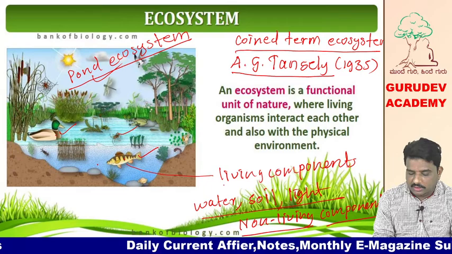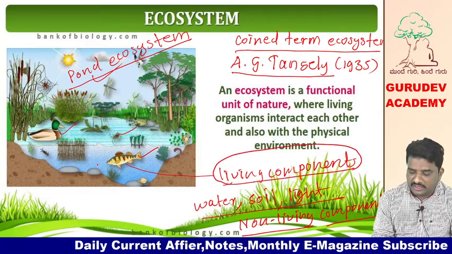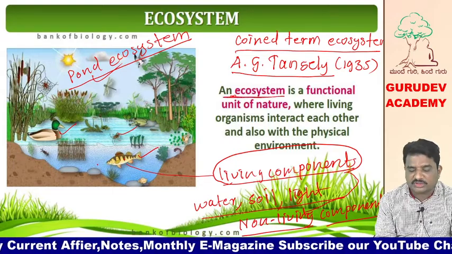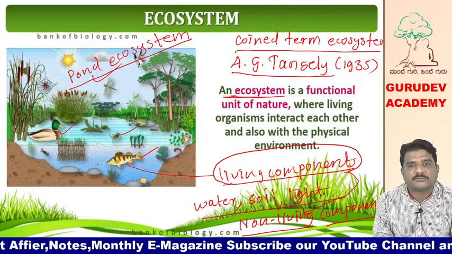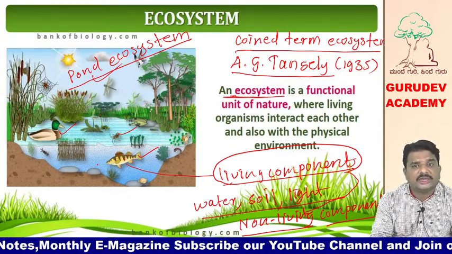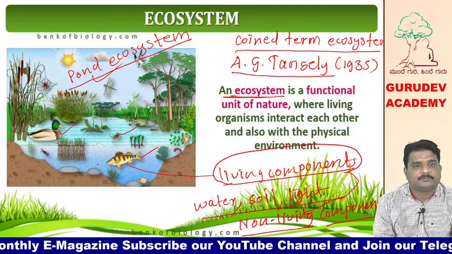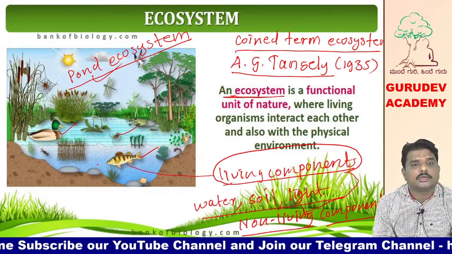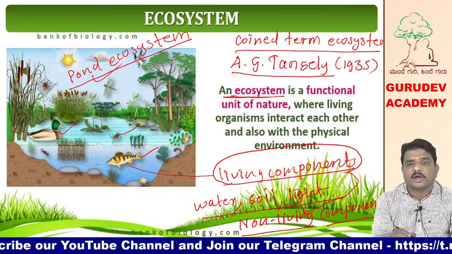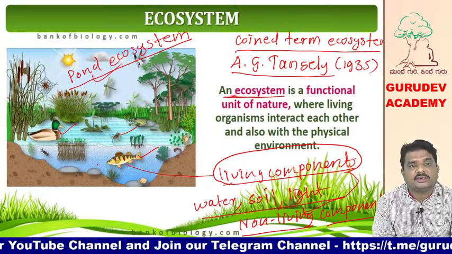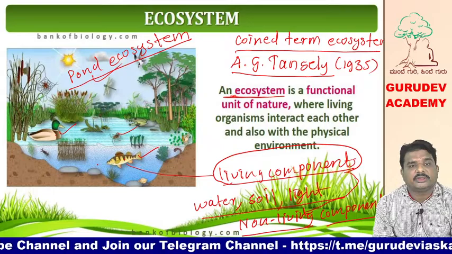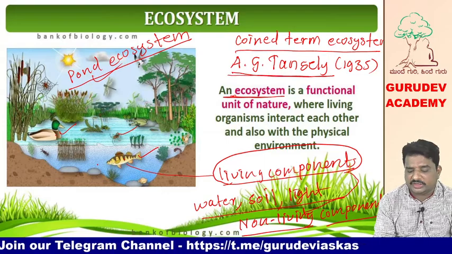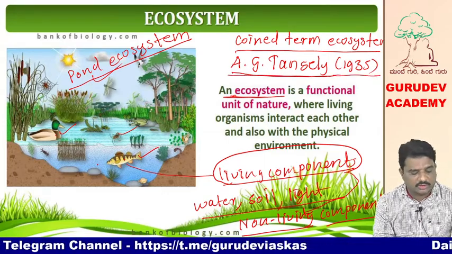So here living components interact with non-living components and forming a system. What we can call that system is called ecosystem. It's a functional unit of nature where living organism interact with their physical environment. That means living organism interacts with non-living components like soil, water, temperature, light, and various components present in nature. There the interaction happens between living and non-living things. We can call it as an ecosystem. Who coined the term ecosystem? A.G. Tansley in 1935 coined the term ecosystem.